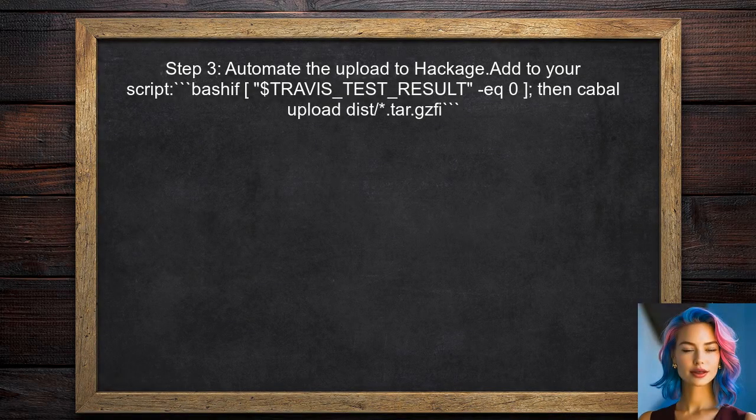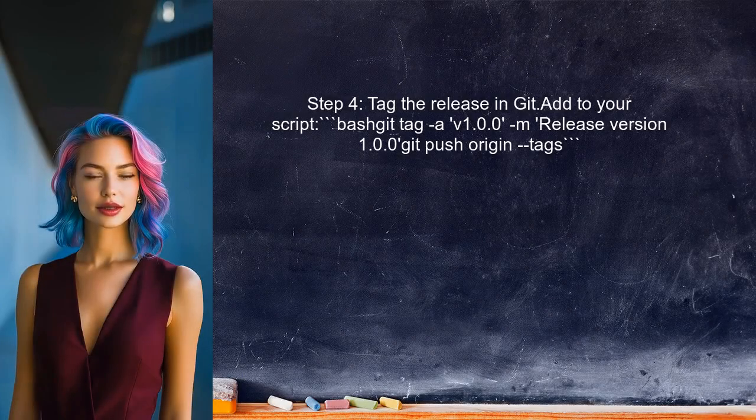After the build is successful, the user can automate the upload to Hackage. This can be done by adding a command in the script that uploads the package if the Travis CI build passes. Finally, the user can tag the release in Git after the upload is successful. This can also be included in the same script to ensure it only runs if the previous steps were successful.